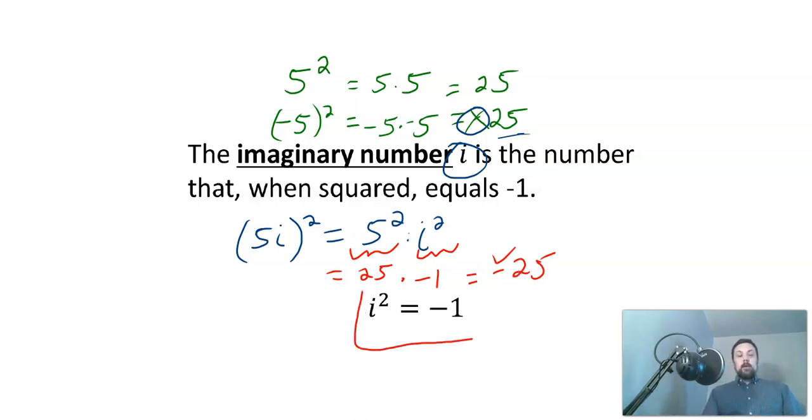And so that's the use of the imaginary number. It's the number that when you square it equals -1. So i squared is -1. That's the definition of the imaginary number. Even though we use the letter i, it's still a number.